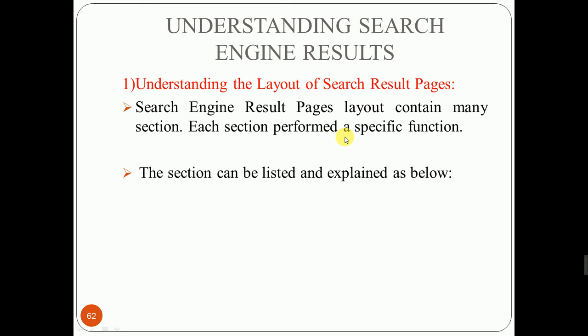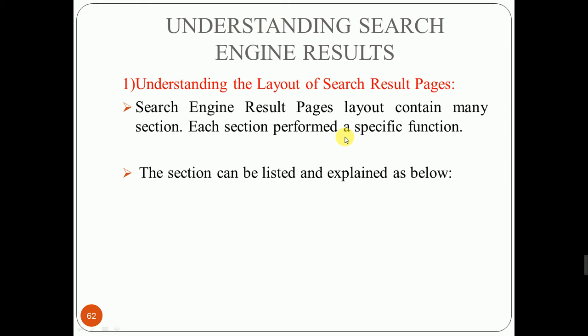Whenever you are working as an SEO person, at that time first you want to know what the layout of the search engine result page is. Without knowing the search engine result page layout, you are not able to work as an SEO person. So the search engine result page layout contains many sections. Each section performs a specific function. I think 7 to 8 sections are available.